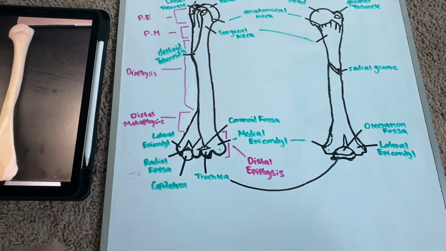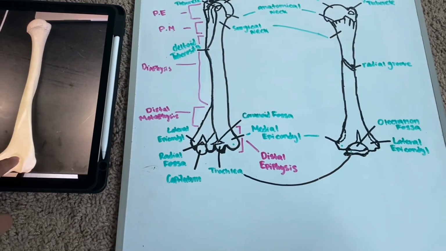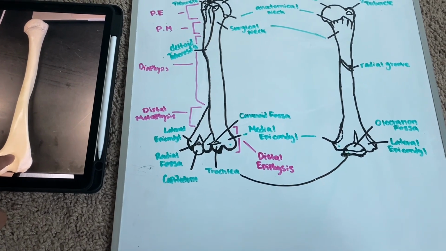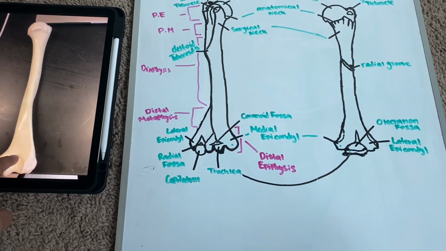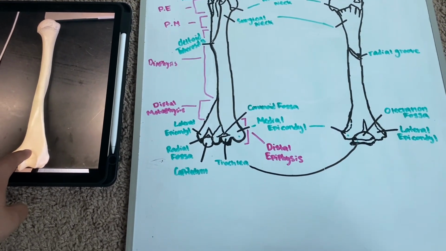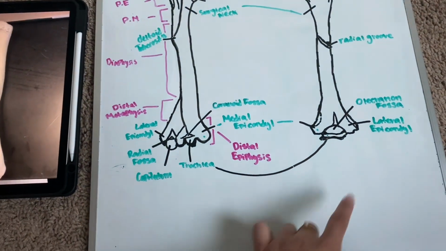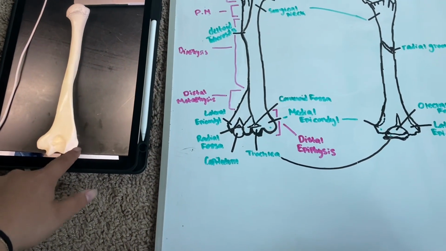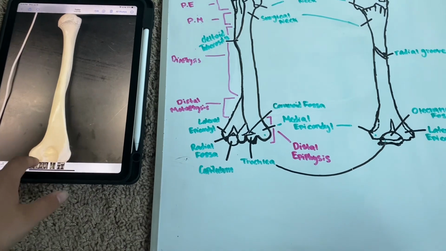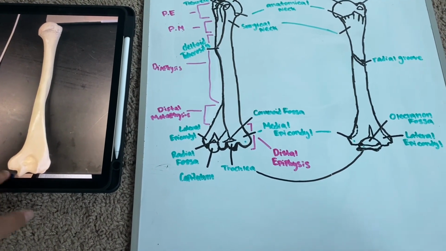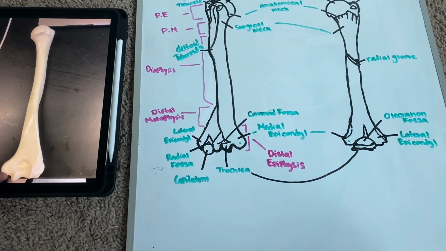We have the olecranon fossa, which is this middle dip into the bone, and the olecranon fossa joins the olecranon process of the ulna, and it allows for extension of the forearm. And then we have the lateral epicondyle, which is on this side of the bone. We have the trochlea, which is right here, and then we have the medial epicondyle.